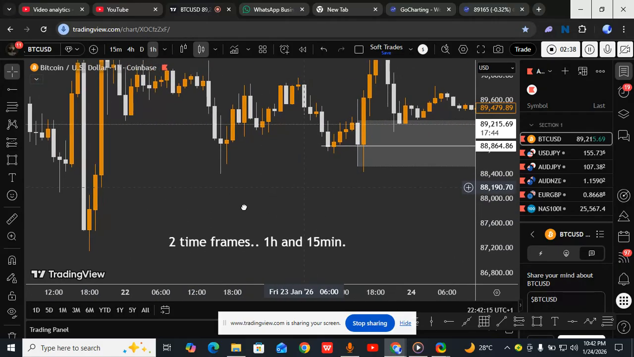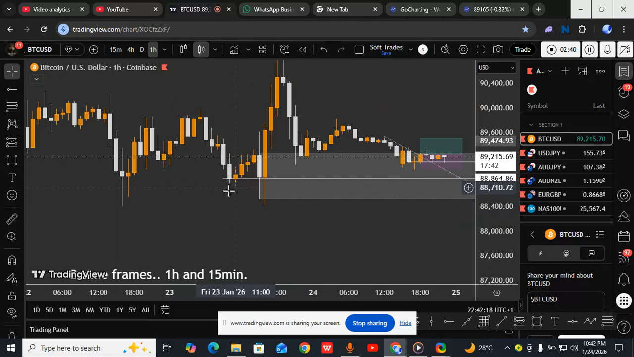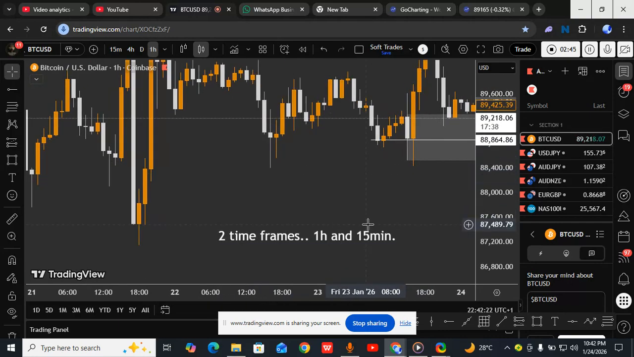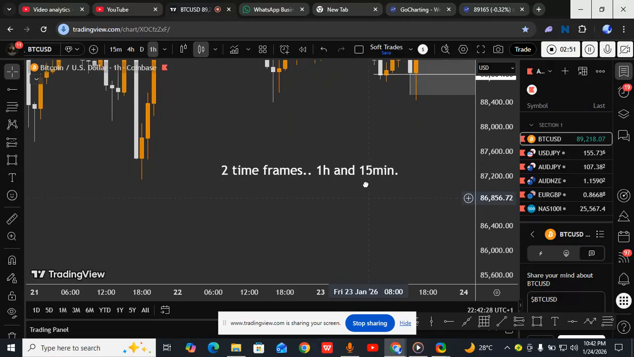So you need one time frame for your neckline liquidity, and you need the other time frame for your entry. The other time frame for your entry is mainly going to be a trend line, right? So these are the two time frames you need to focus on.